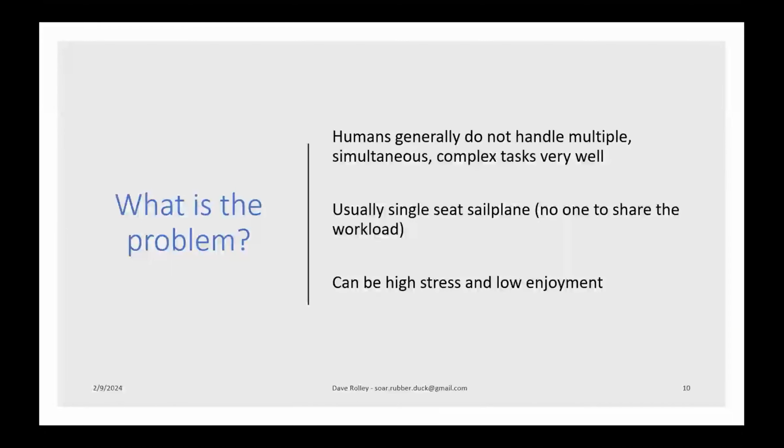The real question is whether the information is good enough to make decisions, not how precise it is. The problem we're facing is that humans generally do not handle multiple simultaneous complex tasks very well. We're usually in a single seat aircraft, and it can be high stress. When the stress goes up, the enjoyment has a tendency to go down. Interestingly, it's often said people can handle 5 plus or minus 2 tasks. And of course, everyone, especially a pilot, assumes that they can handle 7 tasks or more well. The problem is there are times when we're lucky to handle one task, and sometimes that's poorly.